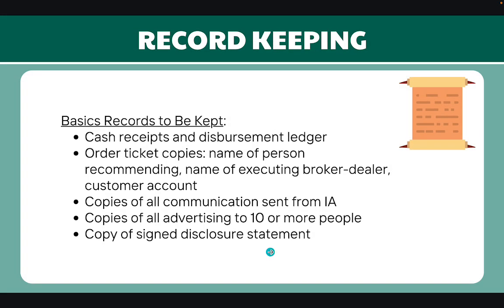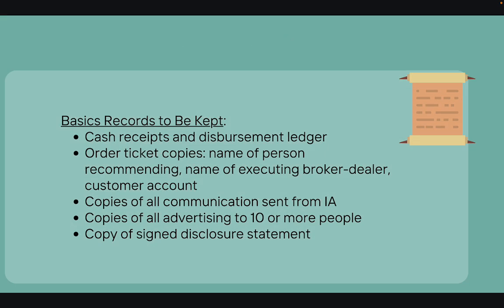Record keeping. Basic records to be kept. Cash receipts and disbursement ledger. Order ticket copies. The name of the person recommending, the name of the executing broker-dealer, the customer account, copies of all communications sent from the IA, copies of all advertising to 10 or more people, copy of signed disclosure statement.